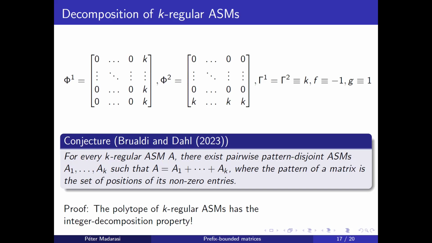In order to enforce pattern disjointness, we had to tweak it a little bit and define the notion of sign consistent integer decomposition property. But this was more like a technical difficulty than a real problem. So essentially, this conjecture is settled by a classical result. It's the decomposition of polytopes determined.